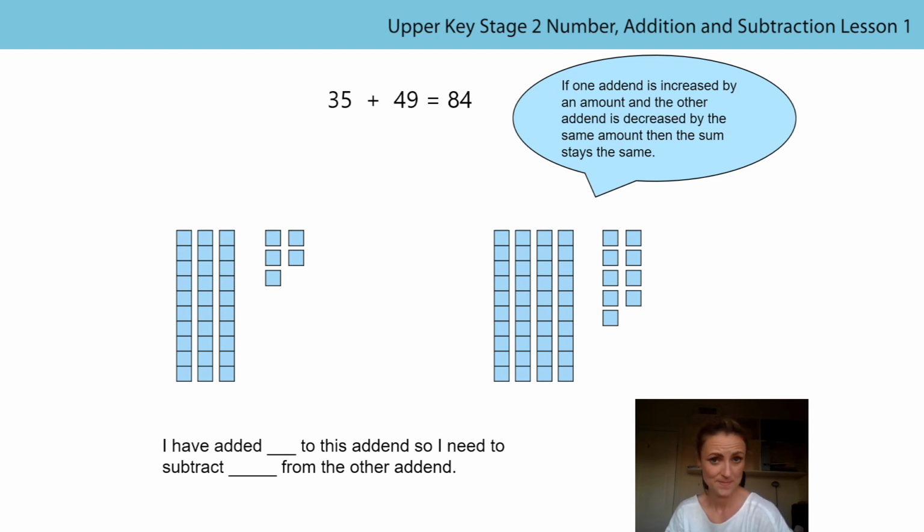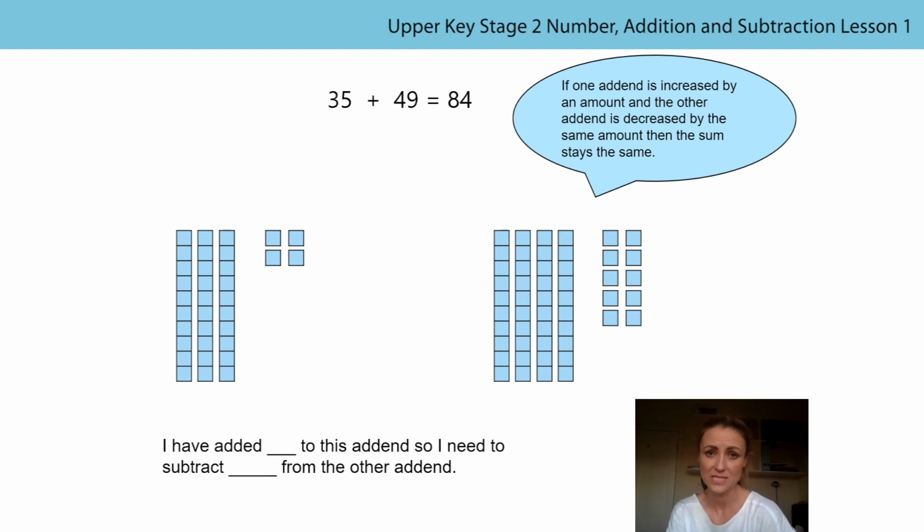Did you pause? So did you zoom in on that 49? I mean, that's the addend that I would like to increase to 50 because I only need to increase it by 1. So if I do that to that addend, what have I got to do to the other addend? Keep an eye on that generalisation. That's right, I've got to decrease 35 by 1. So I'm redistributing my addends. And that's exactly what the animation shows us.